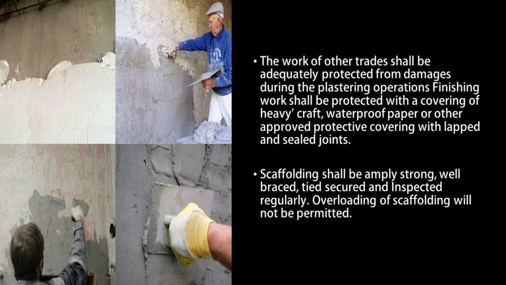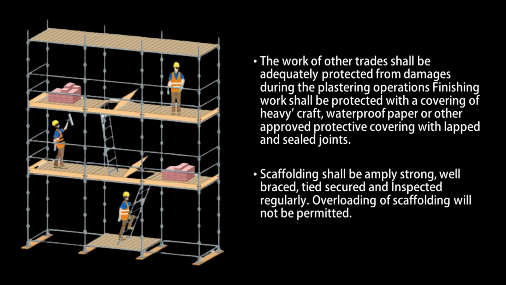The work of other trades shall be adequately protected from damage during the plastering operation. Finished work shall be protected with a covering of heavy kraft, waterproof paper, or other approved protective covering with lapped and sealed joints. Scaffoldings shall be amply strong, well-braced, tied securely, and inspected regularly. Overloading scaffolding will not be permitted.